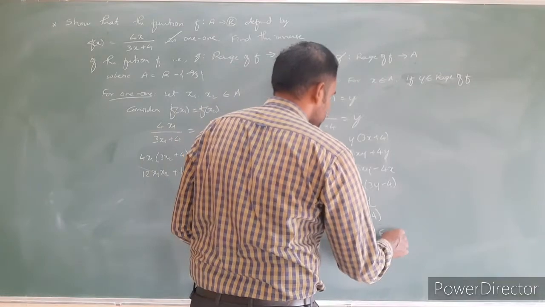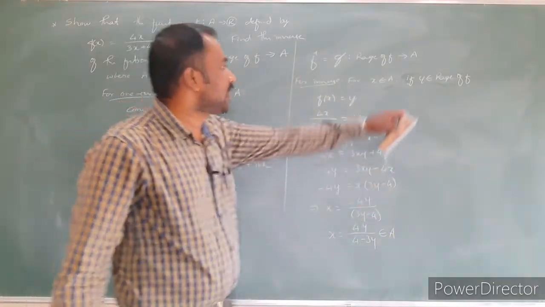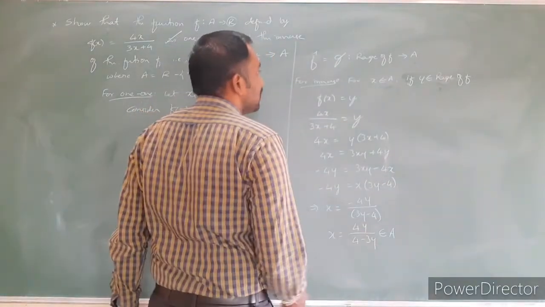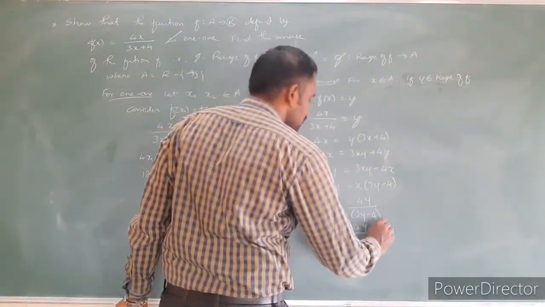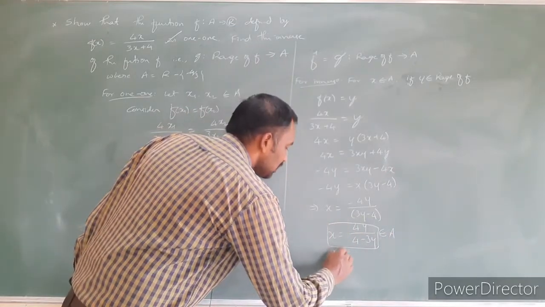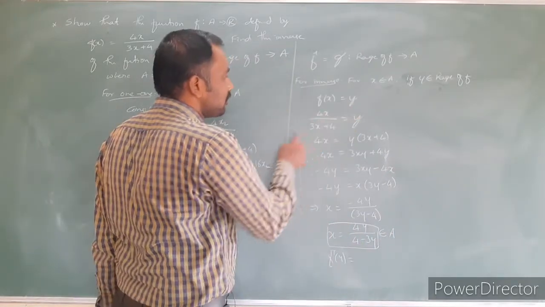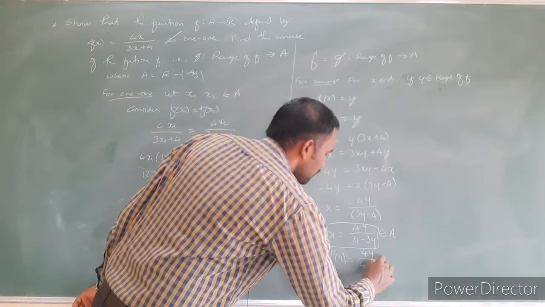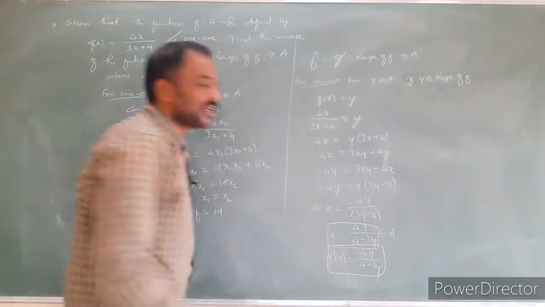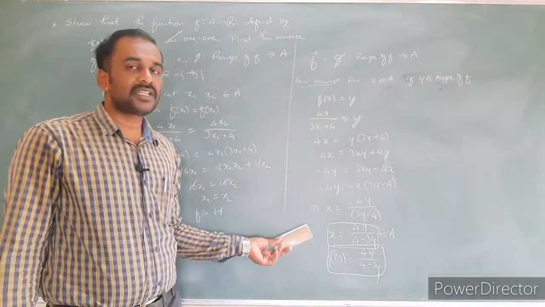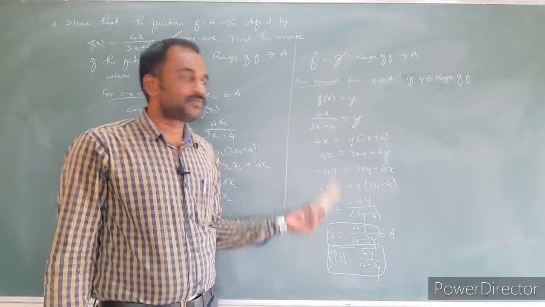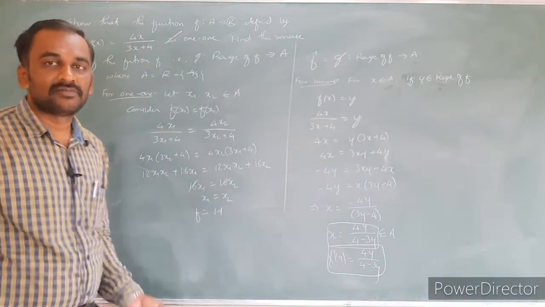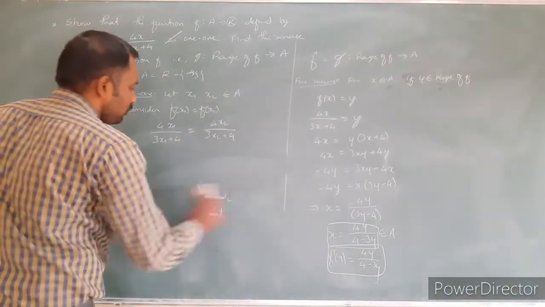Undoubtedly it is present in the domain set A, because y I just considered in the range of the function f. So it is present in A. I need the inverse, so this is the required inverse, or else f inverse of y. According to the definition, x is equal to f inverse of y. That is the required inverse. 4y divided by 4 minus 3y is the required inverse. Here they have not asked to prove onto, only prove one-one and find the inverse. We got the inverse of the function. Very simple. Okay.